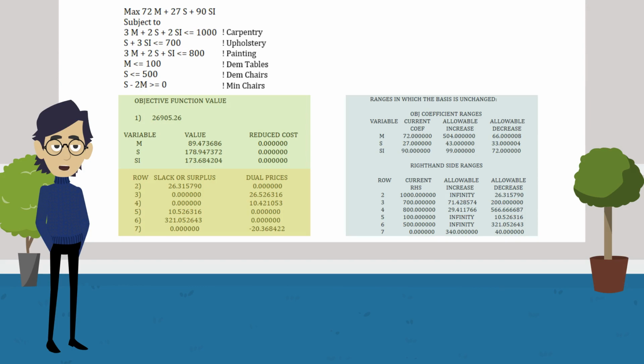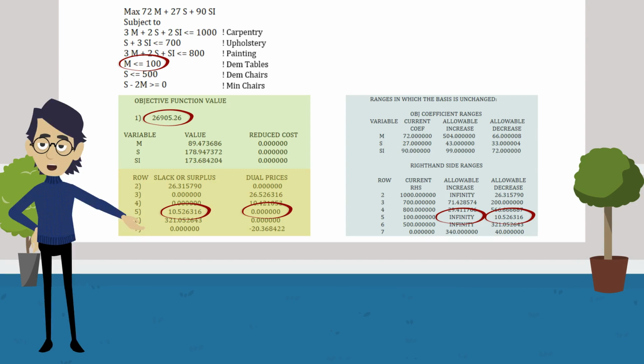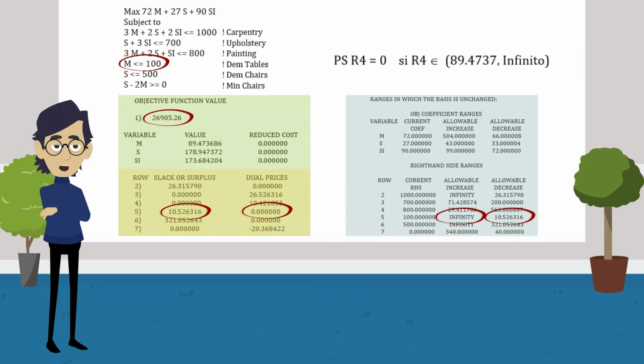We now move on to review the fourth constraint. As we can see, the maximum demand of the tables is 100 units and we only produce 89.47 tables. This means that we have a slack of 10.53 units. And because of the observed shadow price, we know that if the demand increases, there would be no change in the objective function value. Besides, from the report we know that this shadow price does not change if the resource varies in the interval 89.47 to infinity.